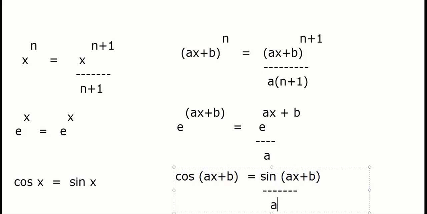Understood? Clear, right, everyone? So, x to the power n we know, e to the power x we know, sin x we know, cos x we know, 1 by x we know, sec square x we know, we can know all of them. Then we also know that instead of x, the parameter is in the form of ax + b. That is my point.